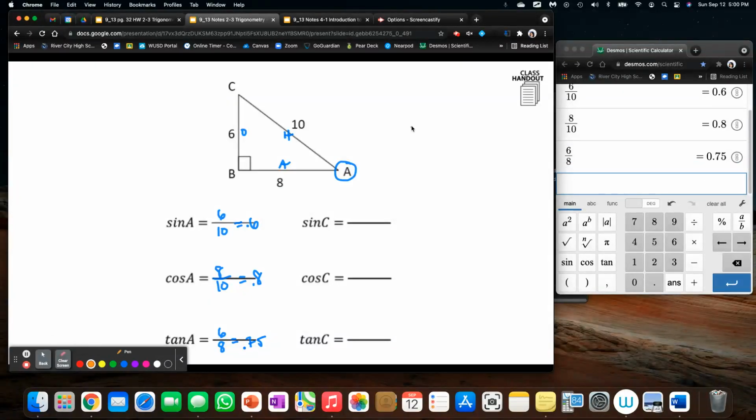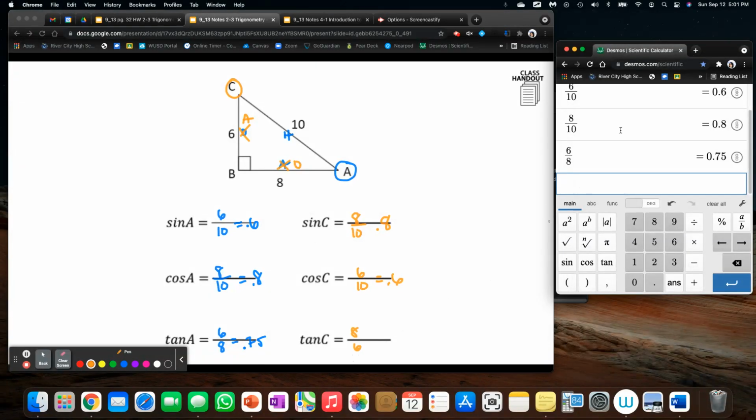Okay. Then what we can do is switch reference angles, now using C as our reference angle. Well, we know that our hypotenuse doesn't change. However, the opposite side now becomes the adjacent, and the adjacent side now becomes the opposite side. And now we can set up our ratios. So sine of C is opposite over hypotenuse, so that's going to be 8 over 10, which is 0.8. Cosine C, adjacent over hypotenuse, 6 over 10, which is going to be 0.6. And then tan C is going to be opposite over adjacent, which is 8 over 6, which is about 1.33.